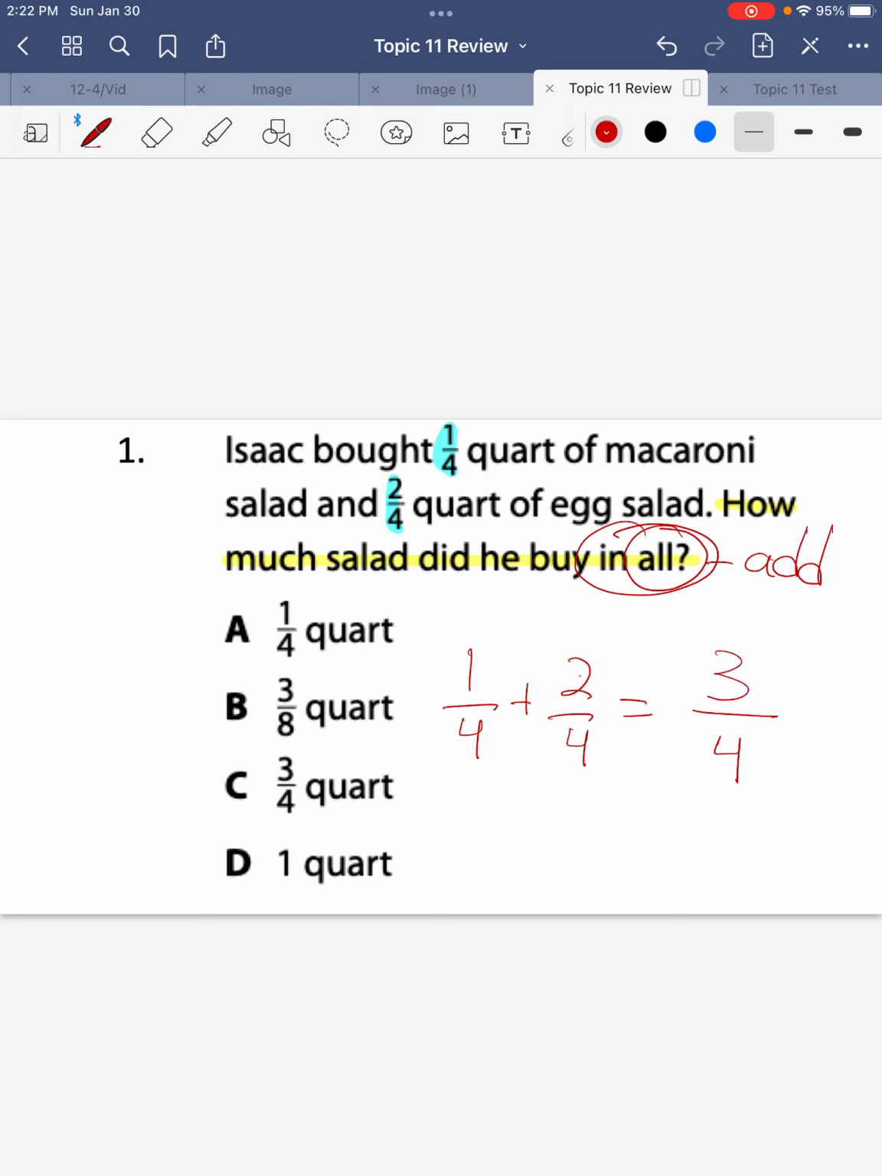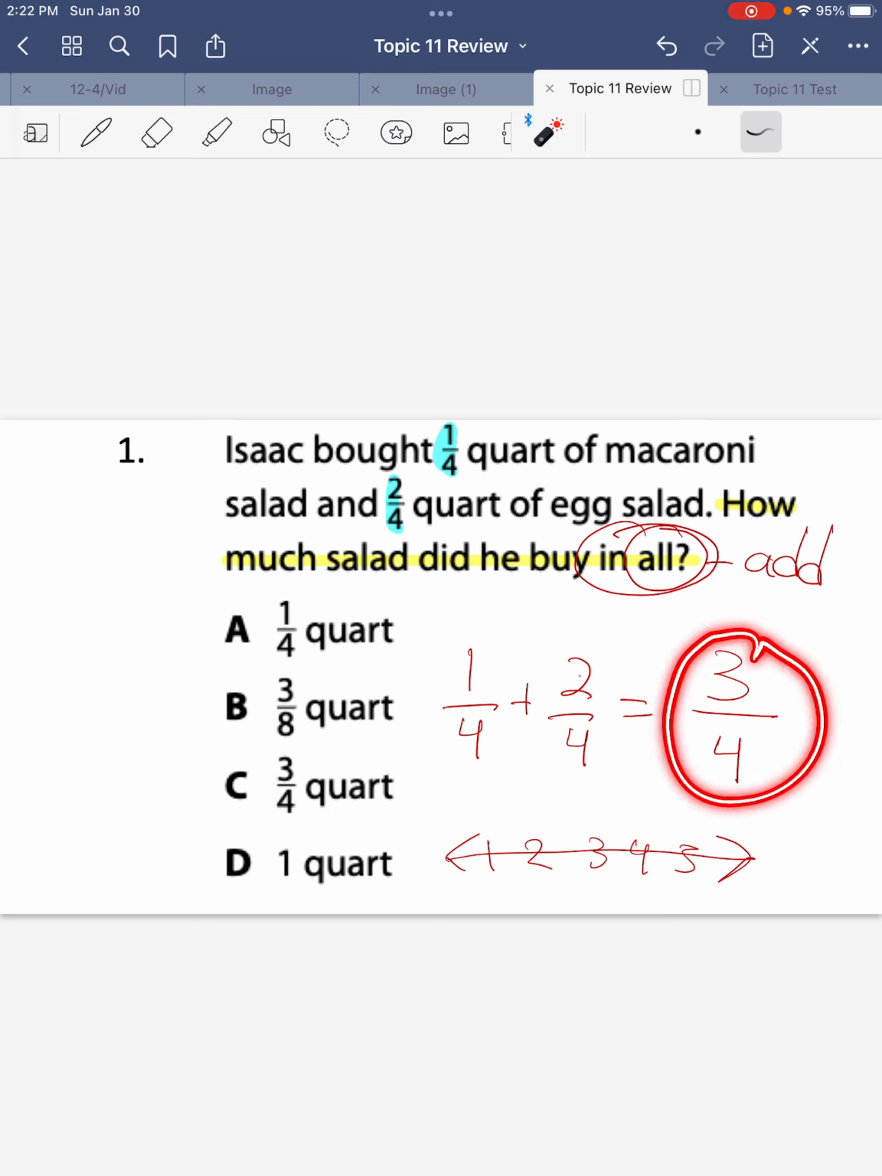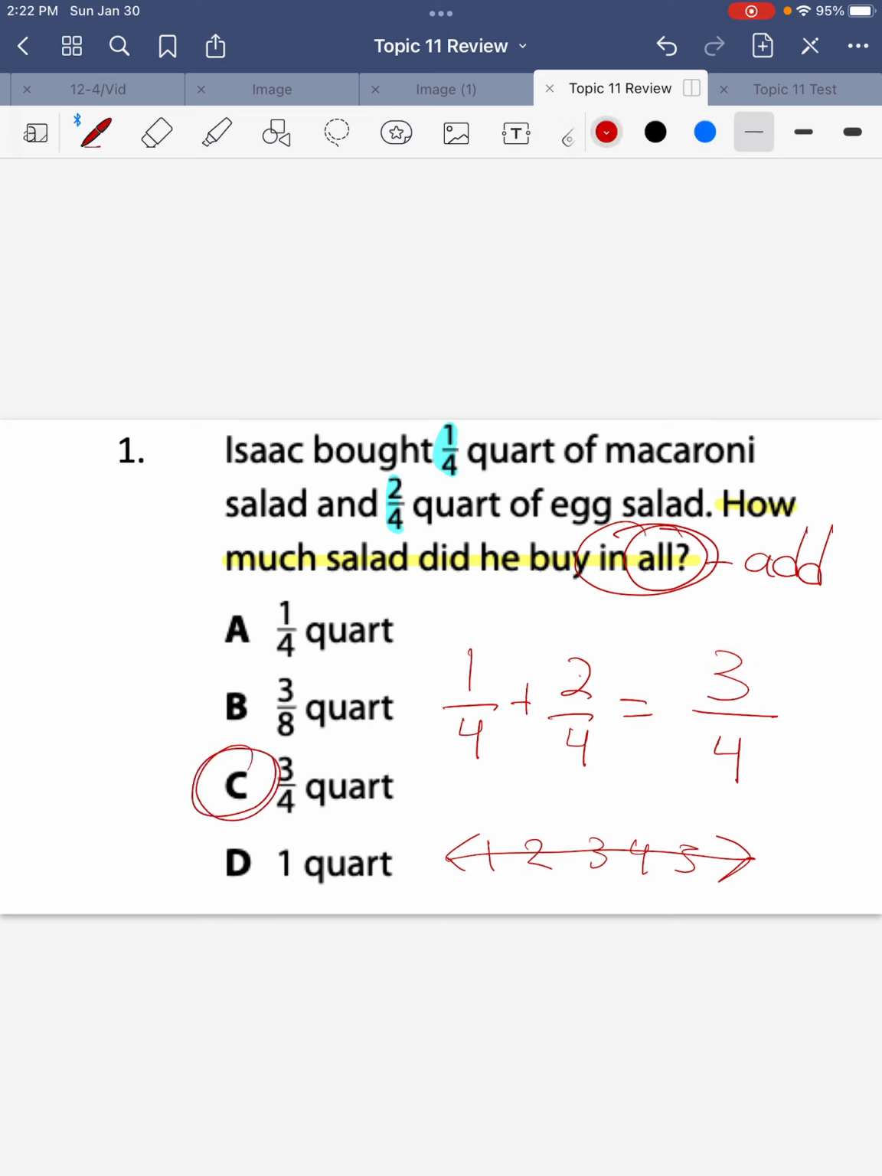And remember, let's say you have a number line, 1, 2, 3, 4, 5, and so forth. If you have two numbers in a fraction that are next to each other on a number line, you are not going to have to simplify this, okay? And our answer is right here, C.